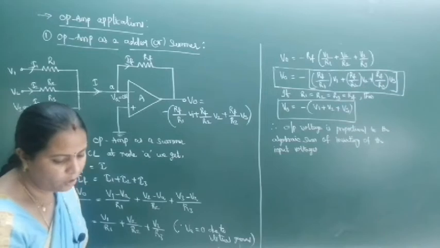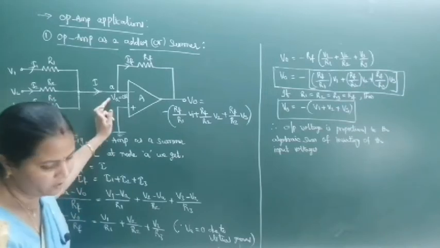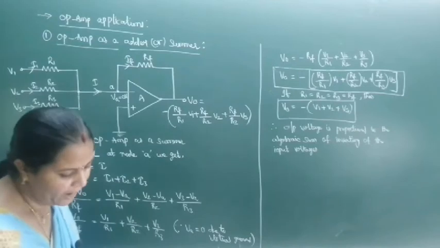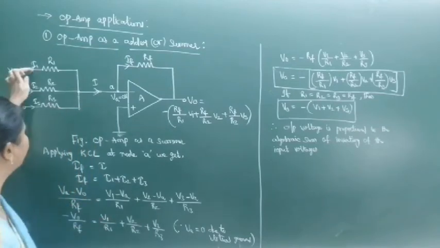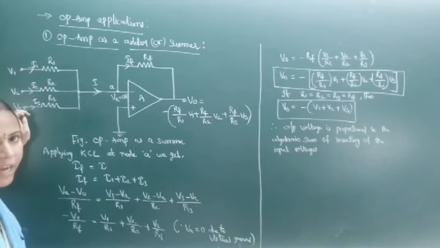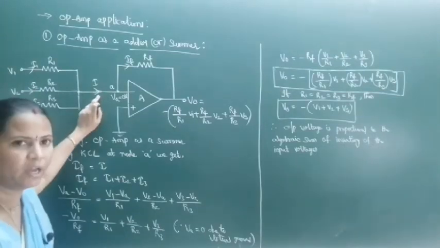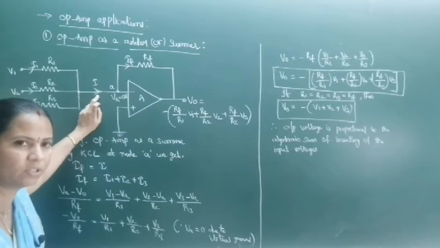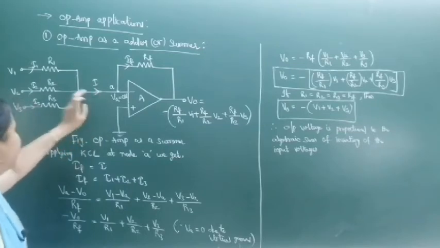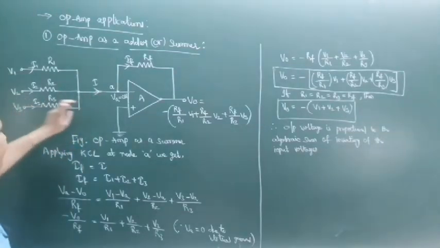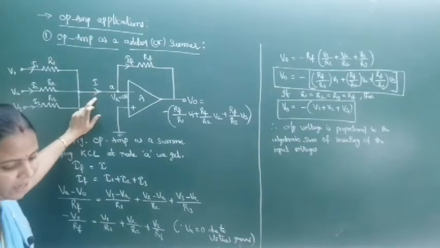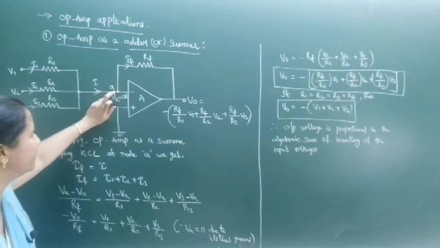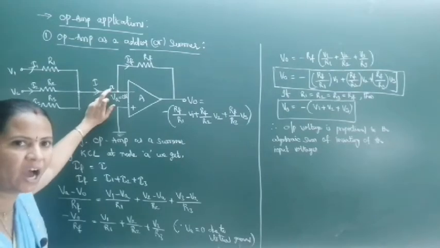So there is no current flowing through the input. This means the three input currents I1, I2, I3 are equal to the equivalent current I. This is the summing current I. This is the summing point, at junction A or node A.